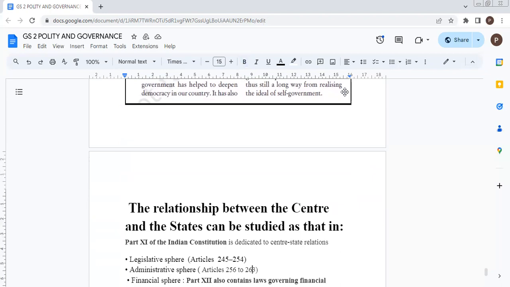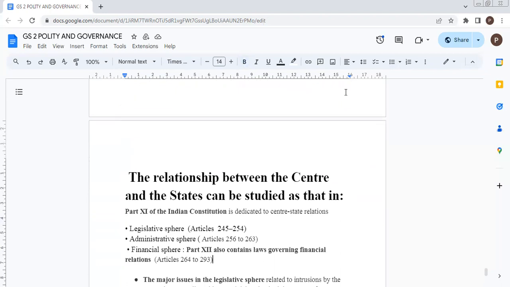So now we are studying about the relations between the center and state as an Indian federal setup in detail, where we are starting from part 11 of Indian Constitution.